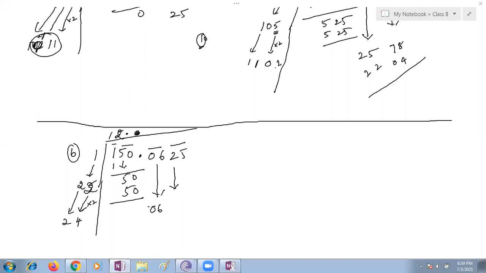No need to take 0 to children. Directly you can go with how many times? 2 times. 2 times, yes ma'am. How many times? 2 times, right? 2 times how much, children? 4, ma'am. 484. 2 times 242 is 484. Okay, right.